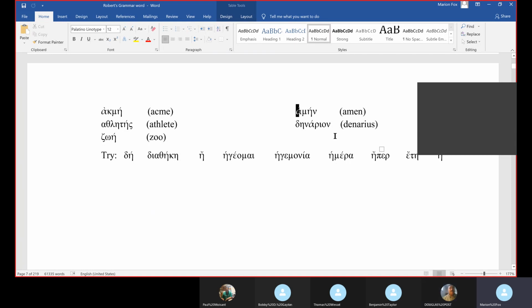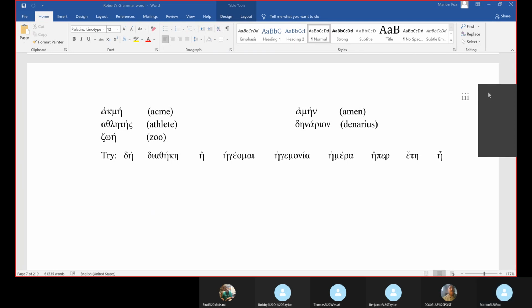Amen. Amen is not a Greek word. It's a transliterated Hebrew word. And I've been told, I was reading in some sources that were pretty reliable, that the word amen is in more languages than any other word. It's a Hebrew word, which means firm, F-I-R-M, or established. Denarion, and denarius, that's some money.